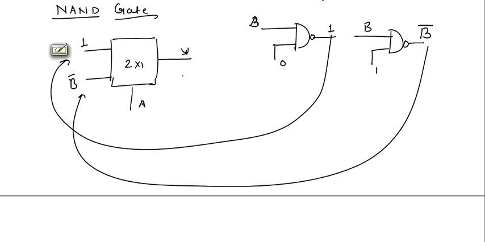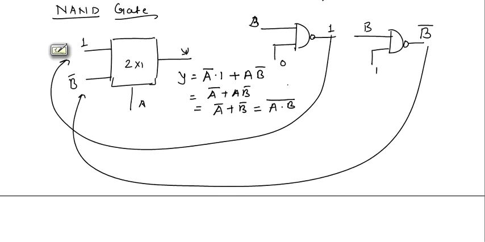Now the output can be directly written as Y equal to A bar dot 1 plus A dot B bar. So it will be A bar plus A B bar, which equals A bar plus B bar, which equals A dot B whole bar, by reverse De Morgan's theorem. So this is a NAND gate.